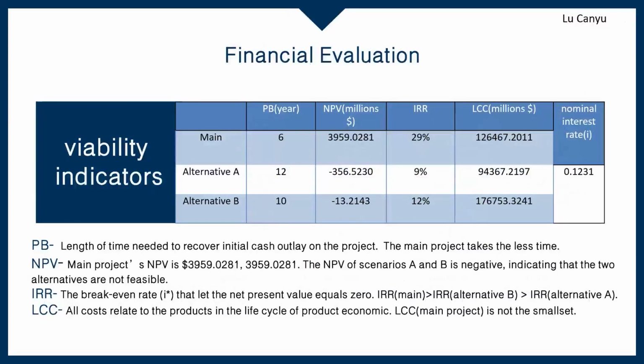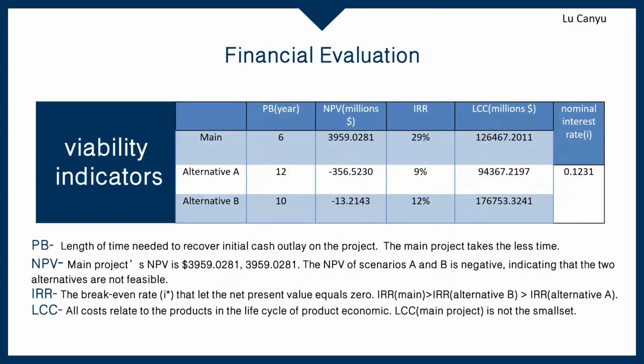As shown in the table, we selected 4 viability indicators and calculated them with the data in the cash flow statement. For ease of calculation, we set the nominal interest rate at 0.1231. PB is the length of time needed to recover the initial cash outlay on the project. By computation, the main project will be recovered within 6 years and takes less time.